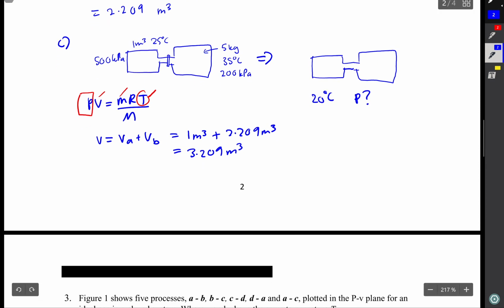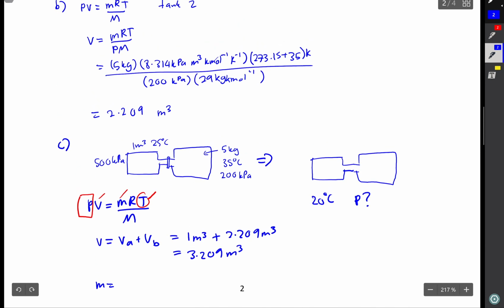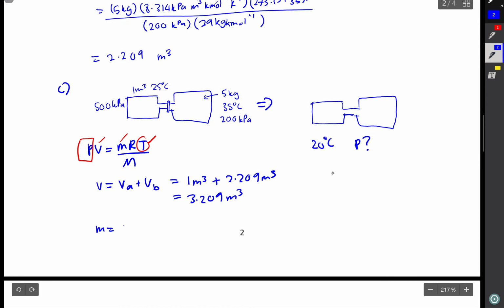And what about the mass? The mass you obtained initially for the first question is 5.85 kilogram, and then the other tank also has its initial mass, which is 5 kilogram. Then we can say the total mass within both tanks is now 10.85 kilogram. So we have the values of V and m, so we can determine the new pressure by inputting all these values.